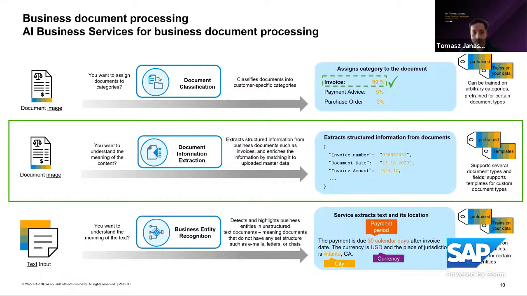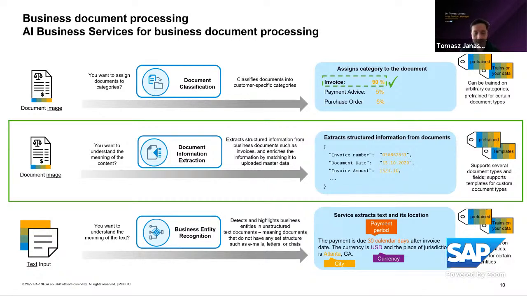The example in the blue box shows the classification result for an invoice with a confidence of 90%, which means that the incoming document is an invoice, but it's not a payment advice nor a purchase order. This service can be retrained on customer data, but SAP provides and maintains a pre-trained model that can be used out of the box without the need to label, annotate, and train models.